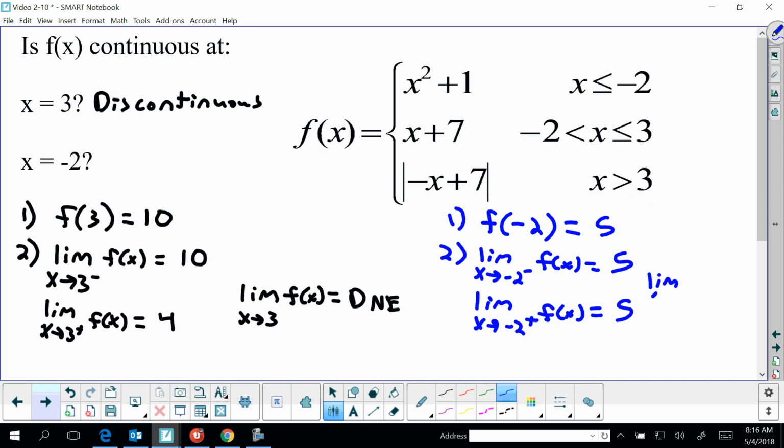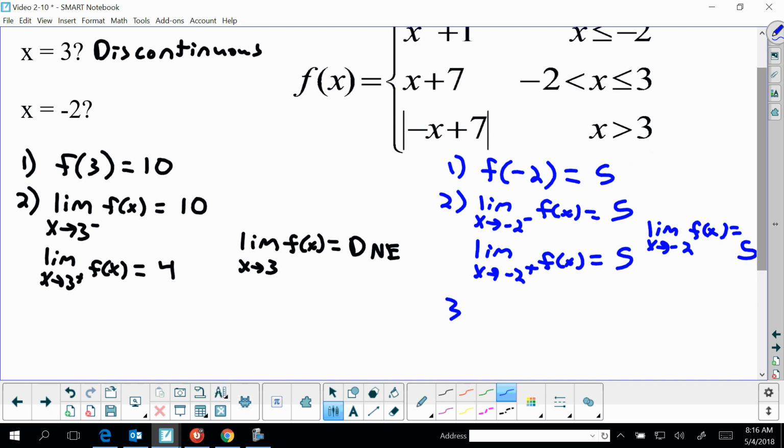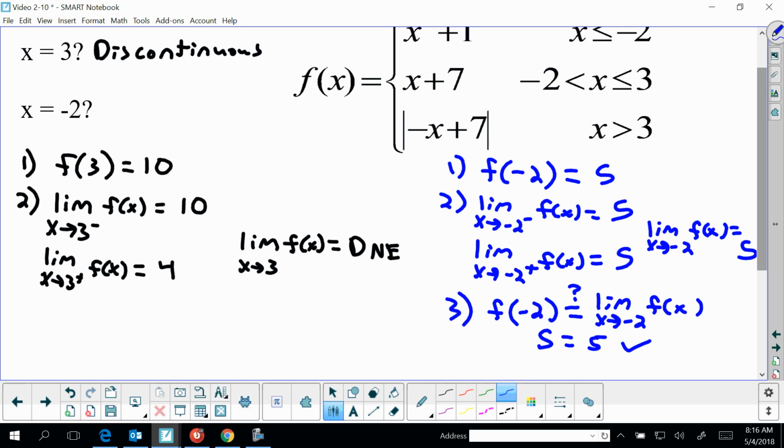So our overall limit as x approaches -2 of f of x, from the left and right it was the same, so that was just 5. So now in step 3, we want to know, is f of -2 equal to the limit as x approaches -2 of f of x? Well, we found 5 for each of them, so that checked out. All 3 parts worked, so therefore at x equals -2, it is continuous. So when you're showing continuity, you should be doing the 3-step check, and if any of those parts fail, then we know it's discontinuous at that value.